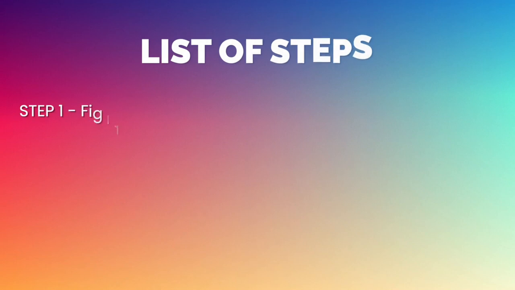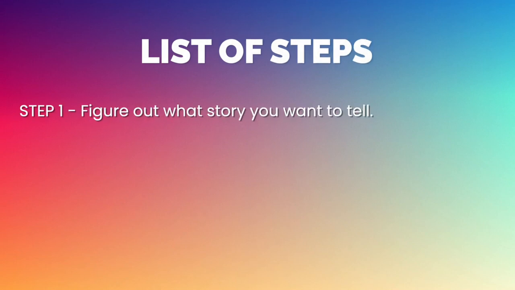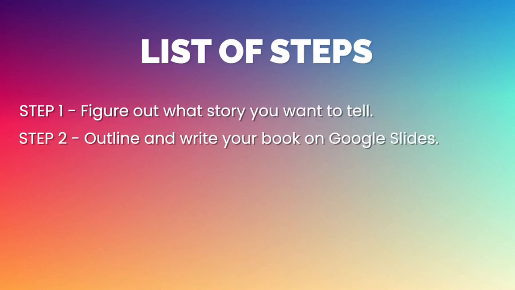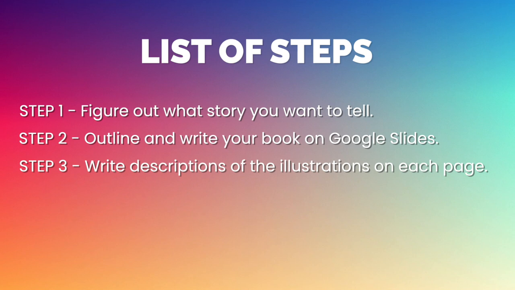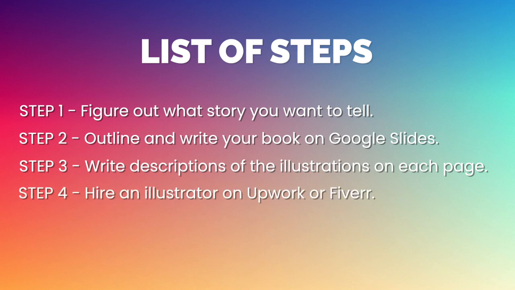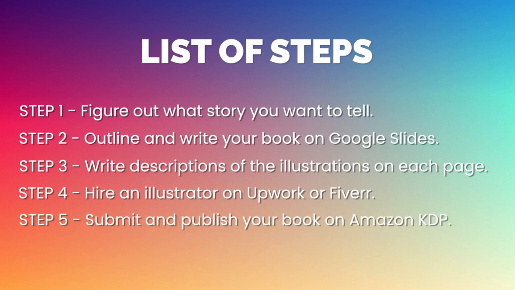All right, let's go ahead and go over the steps that I'm going to cover in this video. Step one is you need to figure out what story you want to tell. Step two is outline and write your book on Google Slides. Step three, you're going to write descriptions of the illustrations on each page. Step four, you'll then hire an illustrator on Upwork or Fiverr.com. And finally, step five, you're going to take those files that you get from your illustrator and submit them to Amazon Kindle Direct Publishing and self-publish your book.